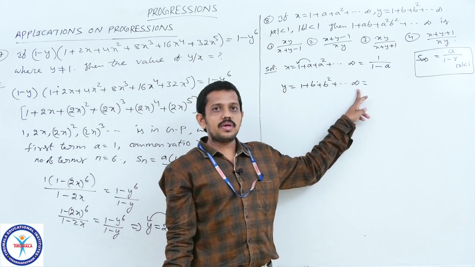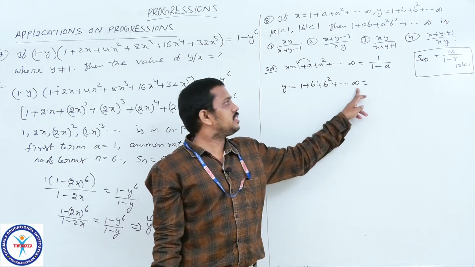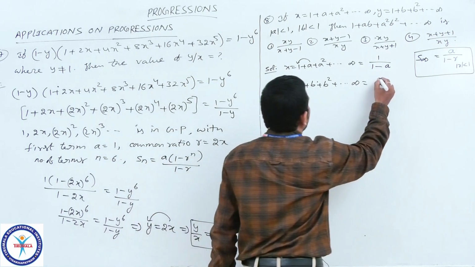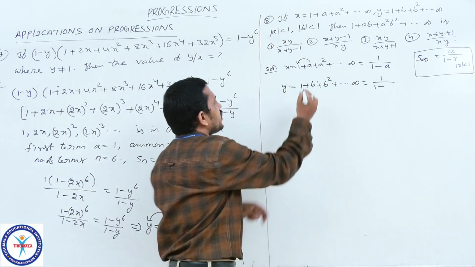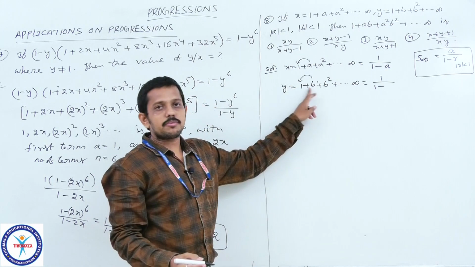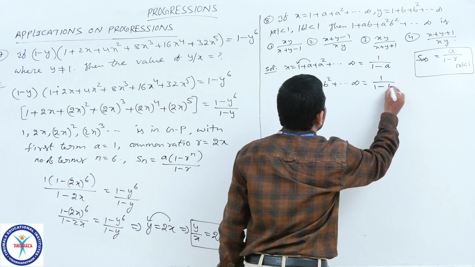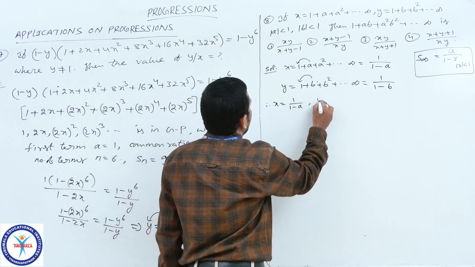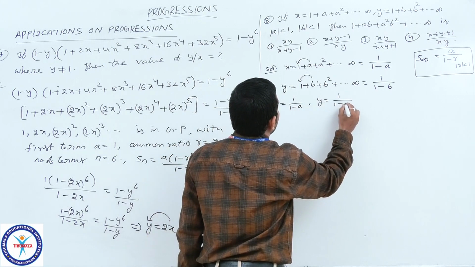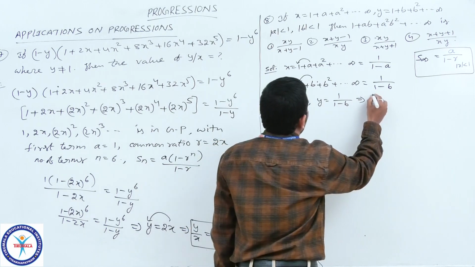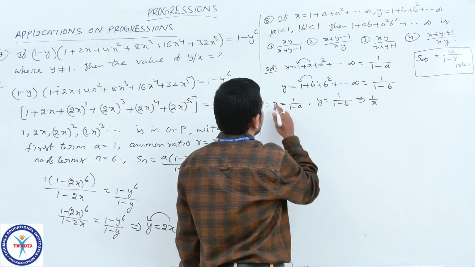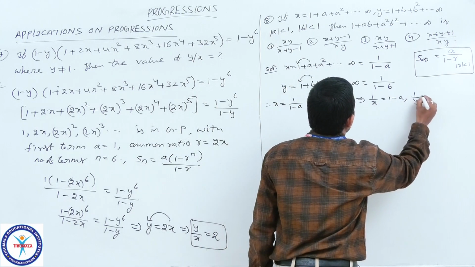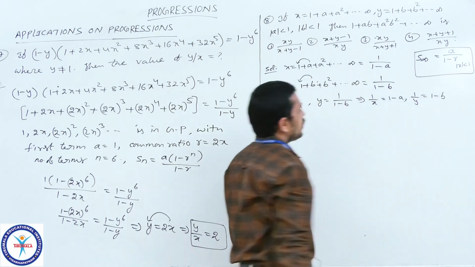Clearly, this is also in GP, and the sum to infinite terms in GP is a by 1 minus r, where a is the first term. Here the first term is 1 by 1 minus a, and the common ratio is the ratio of second term to first one, which is equal to b. So therefore, we have x is equal to 1 by 1 minus a and y is equal to 1 by 1 minus b. This implies 1 by x is equal to 1 minus a, 1 by y is equal to 1 minus b.